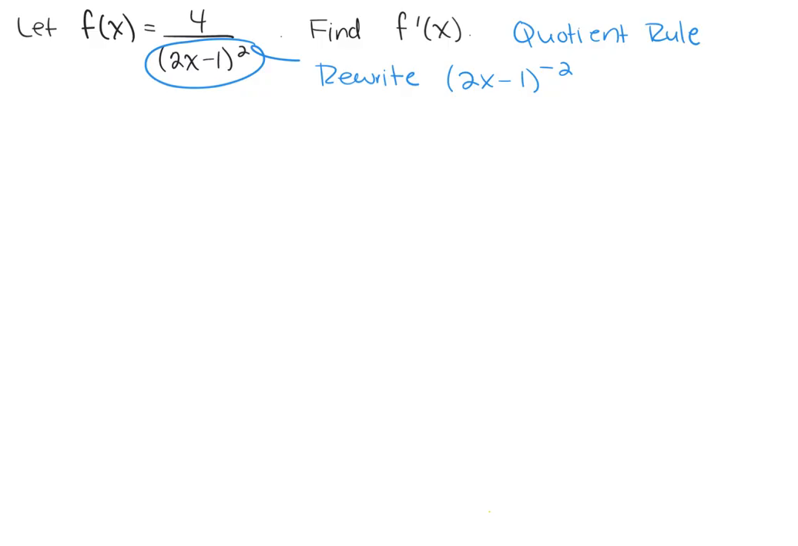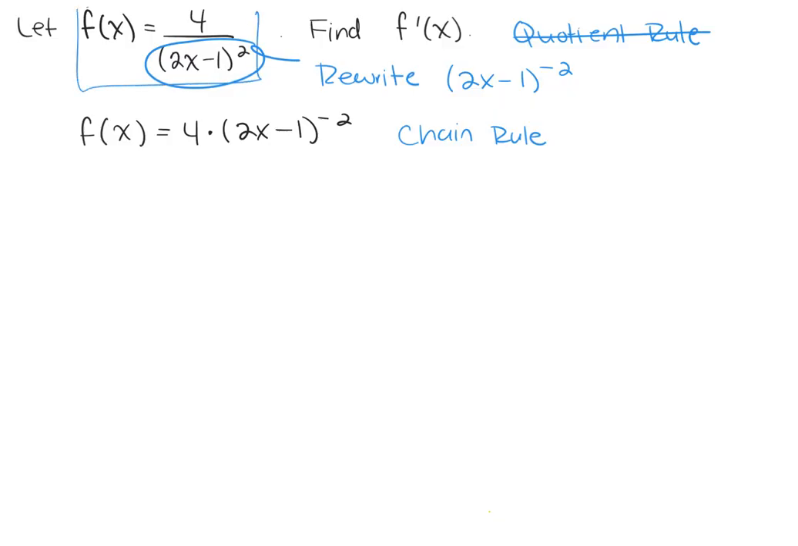And when I do that, I'm going to turn this equation into one that does not have a denominator, so it's not a fraction. Instead, this is the same thing as 4 times 2x minus 1 to the negative 2 power. And by doing this, instead of using the quotient rule, I'm going to use the chain rule. You don't have to do this. If you want to just use the quotient rule and leave the equation as is, then you can, and you'll see you'll get the same answer. All right, I'm going to continue here by using the chain rule.